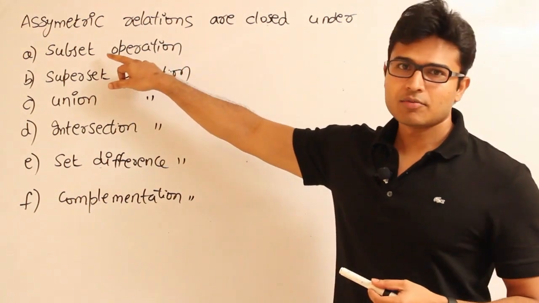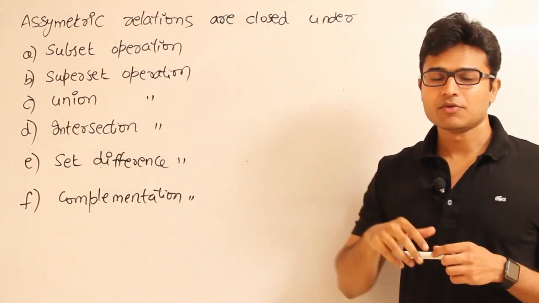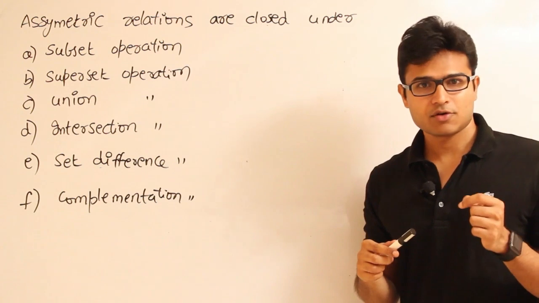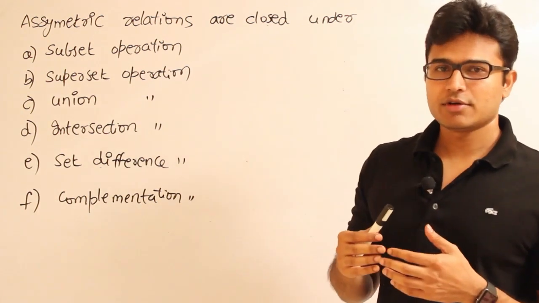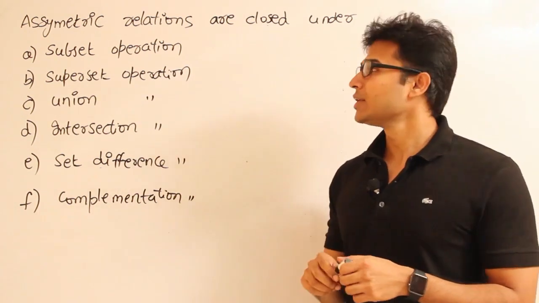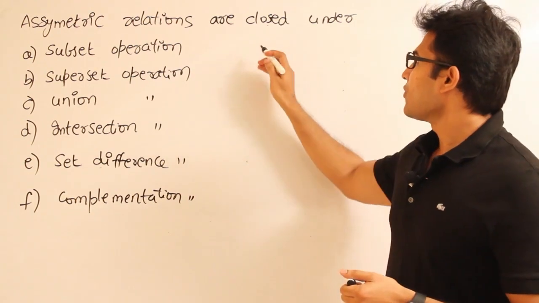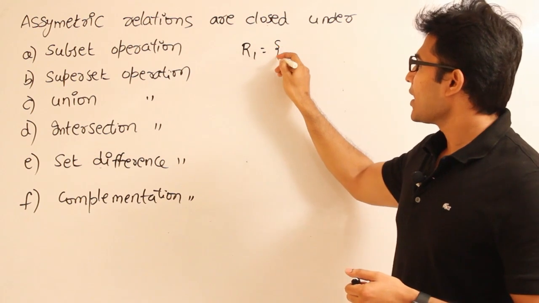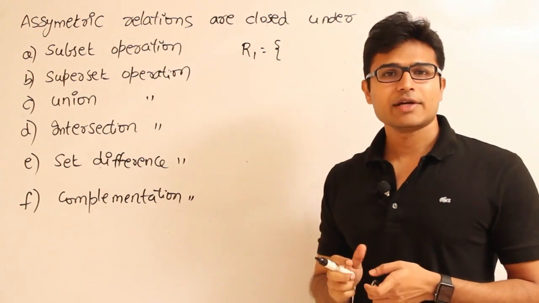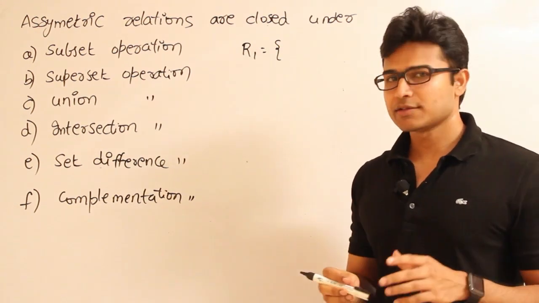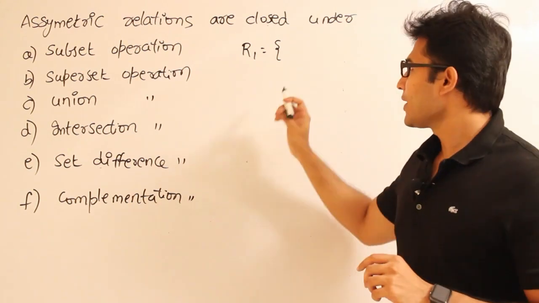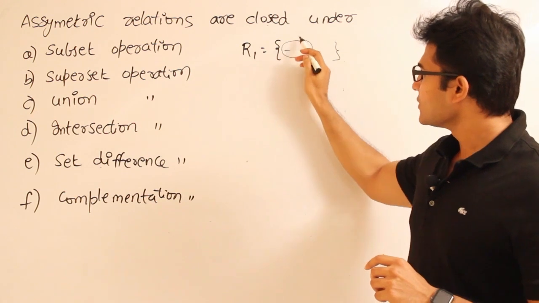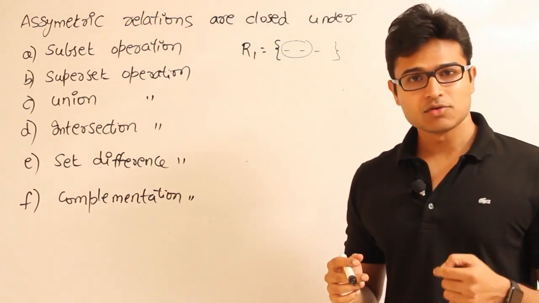Now what can you say about the subset operation? Which means if I take an asymmetric relation and take a subset of it, what can you say about the result? That is the meaning of it. So if R1 is a relation which is asymmetric, and what does asymmetric mean? It will not contain any symmetric pairs including x comma x, right? Now if I take a part of it, is it going to be asymmetric or not? Yes, it is going to be asymmetric.